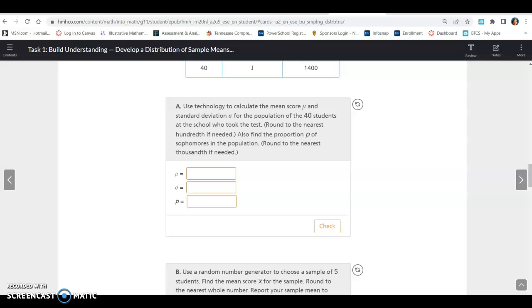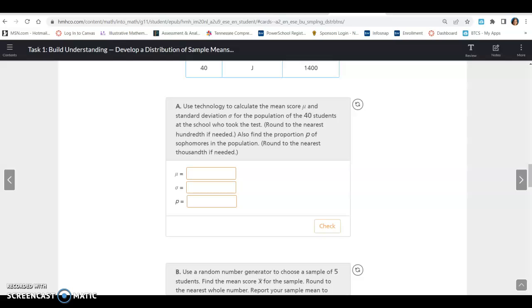All right, so use technology to calculate the mean score and standard deviation for the population of the 40 students at the school who took the test. Round to the nearest hundredth if needed. Also find the proportion, P, of sophomores in the population. Round to the nearest thousandth if needed.